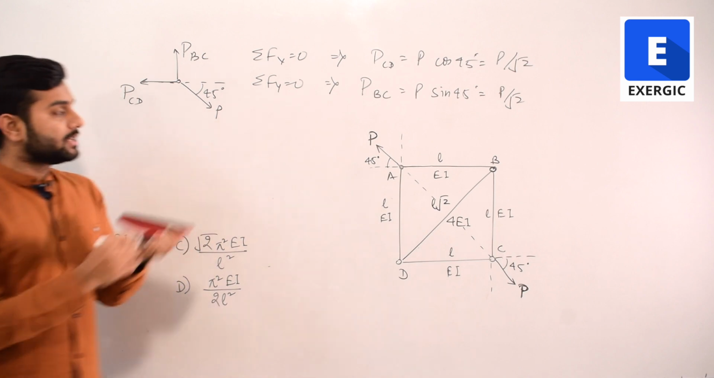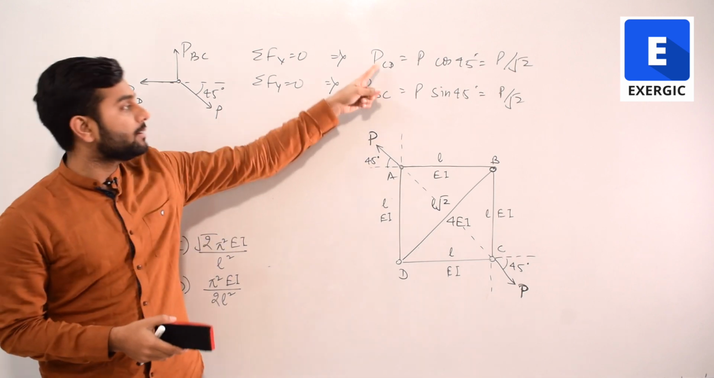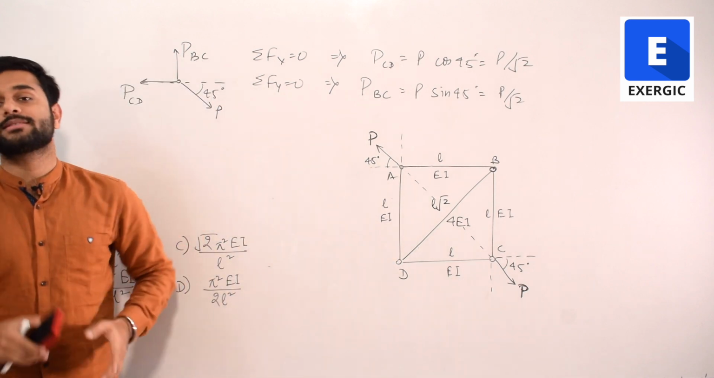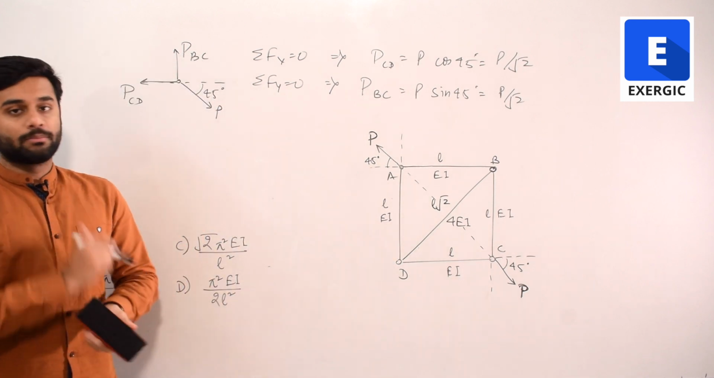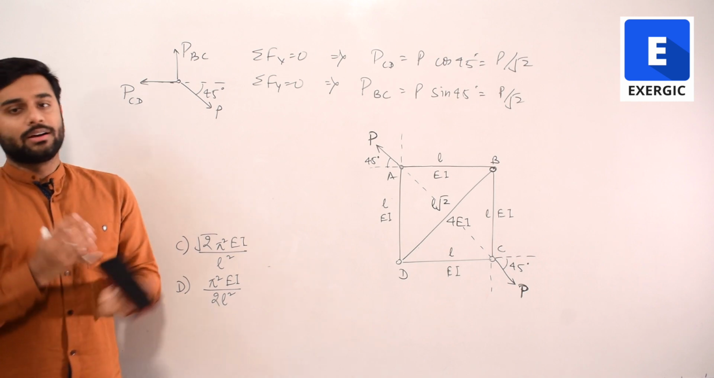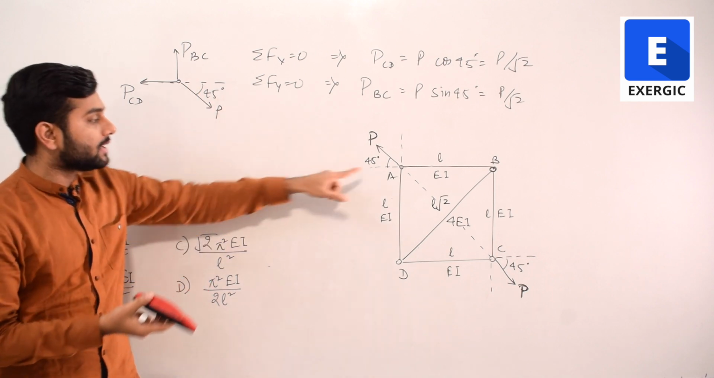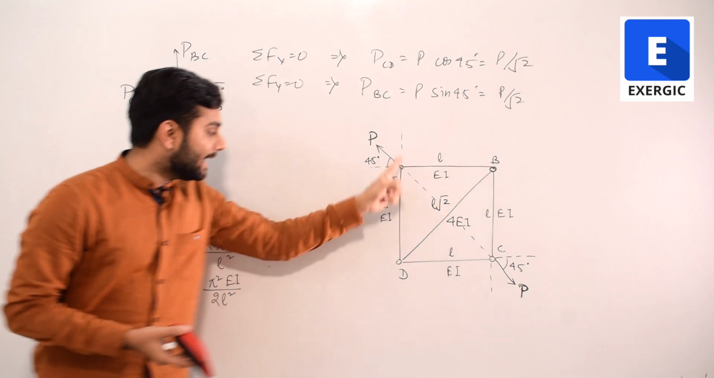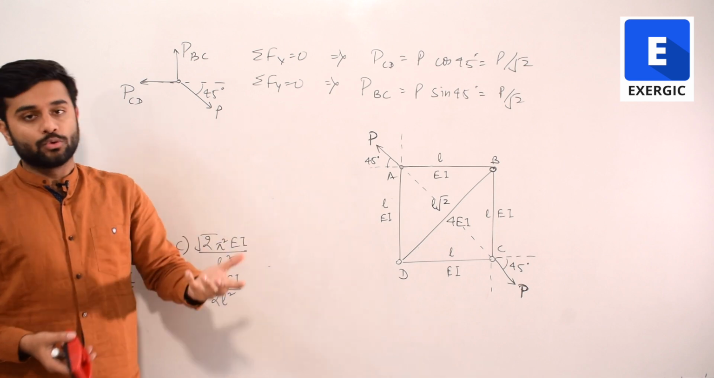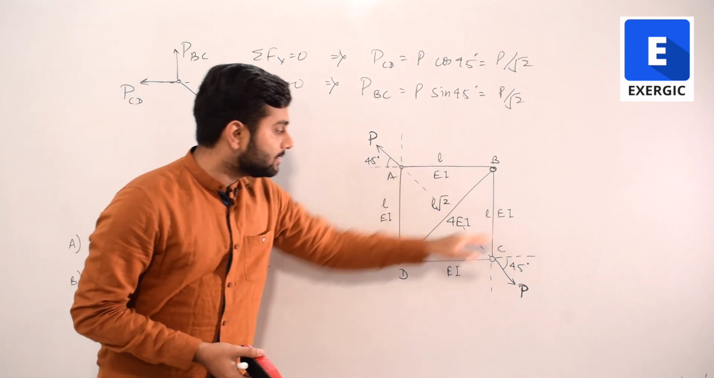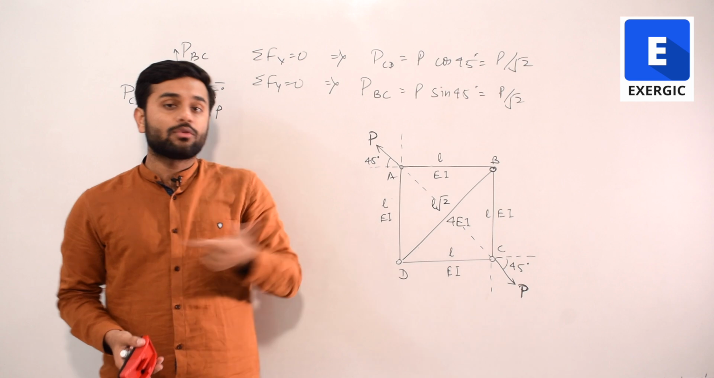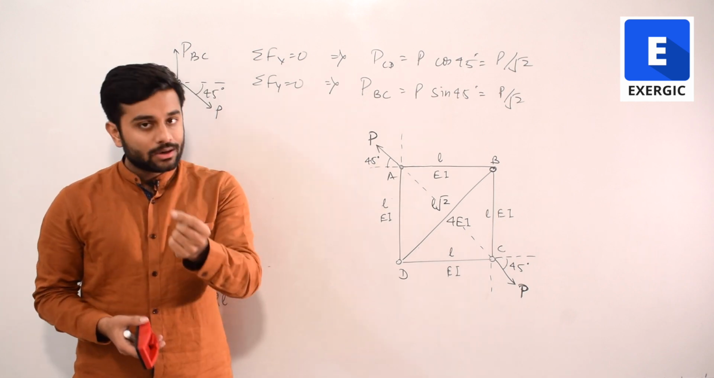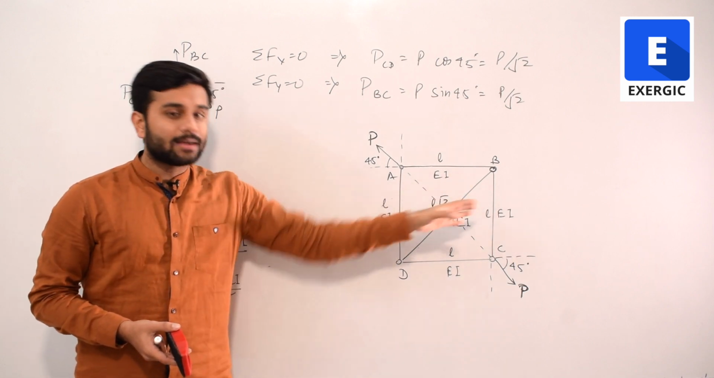So as I told you initially, both PCD and PBC, means in this member and in this member, both of these members will be having the same value of load. Correct? And I told you if you apply this same funda at point A also, there also you will get the same thing. AB and AD will also be having P by root 2. So basically all these L length members have the same value of load, which is P by root 2. Now you need to find out the load in this member and then compare them.